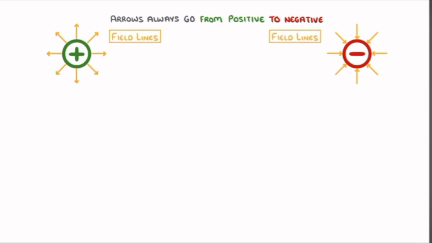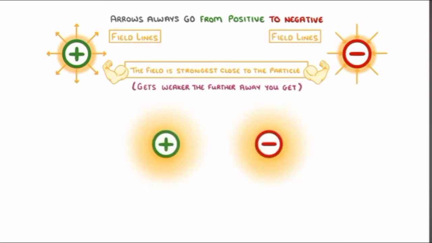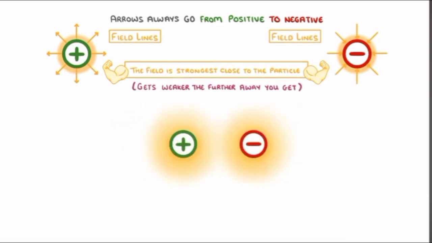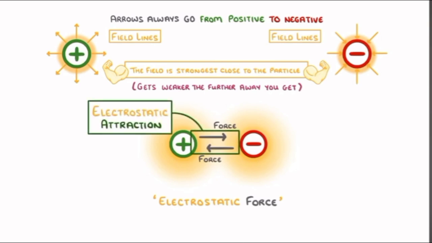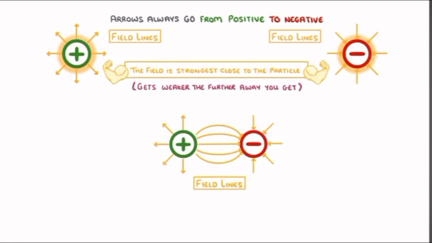Now the strength of the field is strongest close to the particle, and it gets weaker the further away you get. So as charged particles get closer together, their electric fields will start to interact more and more. If they're oppositely charged, like our particles here are, then there will be an attractive force between them, which we can call an electrostatic force, or in this case, electrostatic attraction. We can actually show this with their field lines by extending the field lines from the positive particle all the way over to the negative particle. Because remember, they always go from the positive to the negative charge.